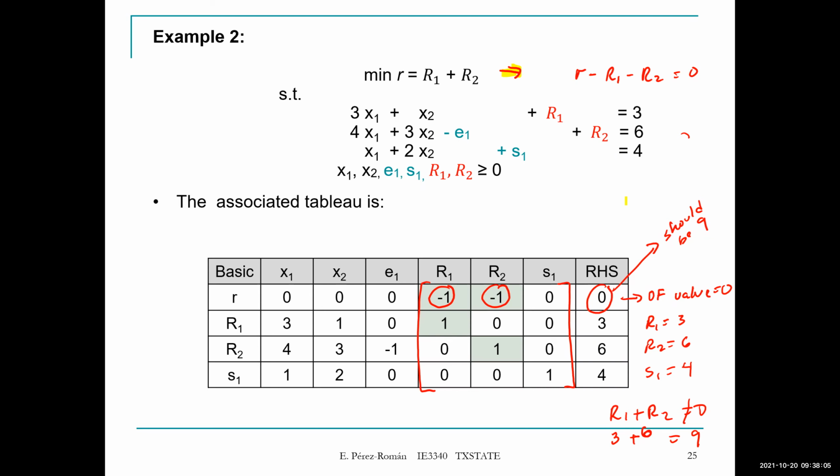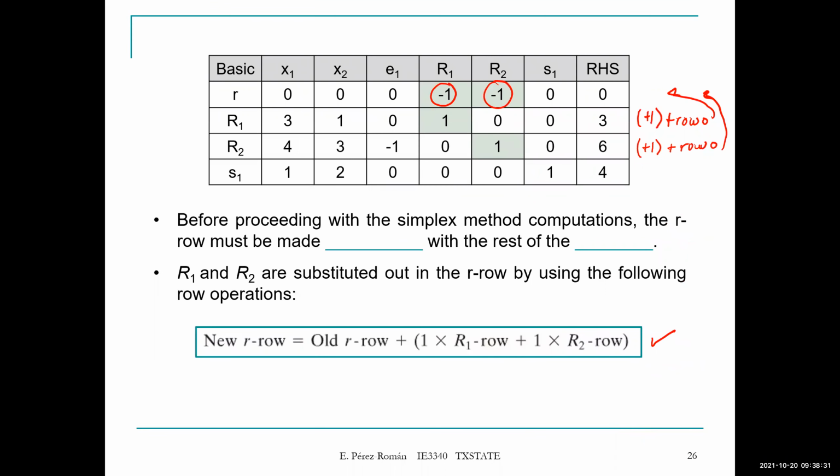So the reason why it's not consistent is because we have to make sure that these values here in row 0 for R1 and R2 should be 0. So they are part of the identity matrix. So only a 1 is allowed in that column, and then the rest of the column should be equal to 0. So we perform the elementary row operations to make this value 0 and this other value equal to 0. So before proceeding with the simplex method computations, our row must be made consistent with the rest of the tableau.